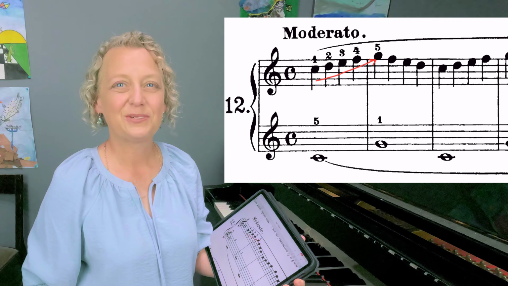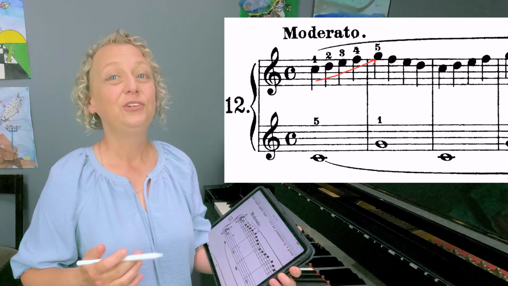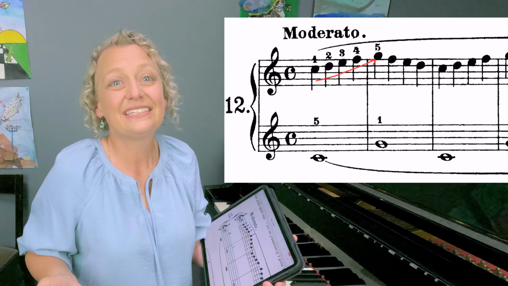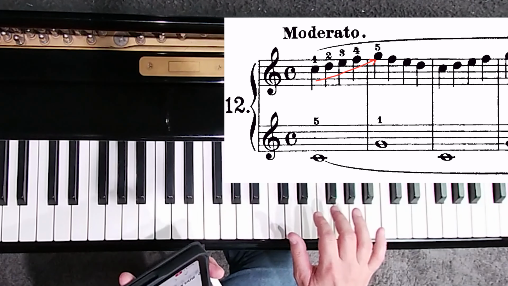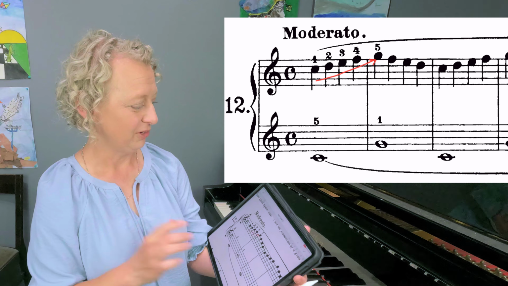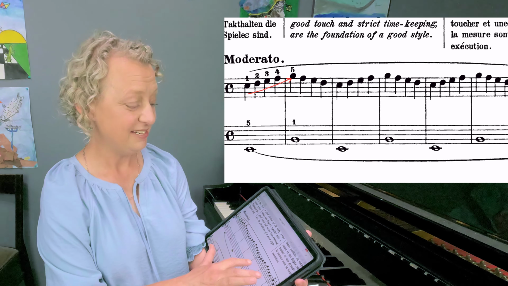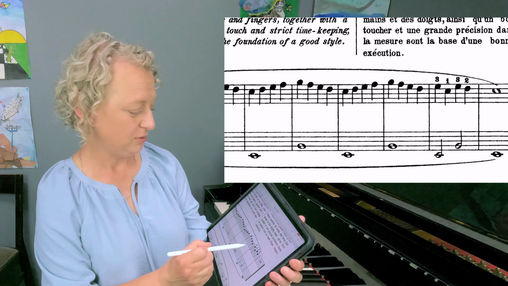Just like these notes are stepping up on the staff, you'll copy this shape and step up on the piano, going from one finger to the next. However, at the ending, I do see 3 space notes in a row.